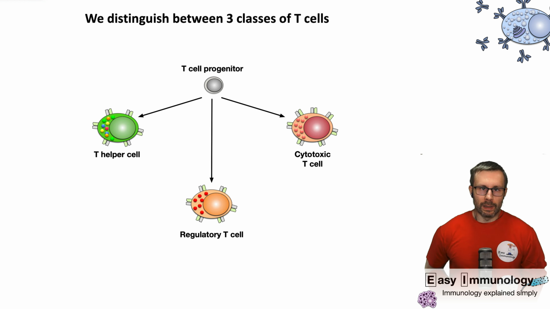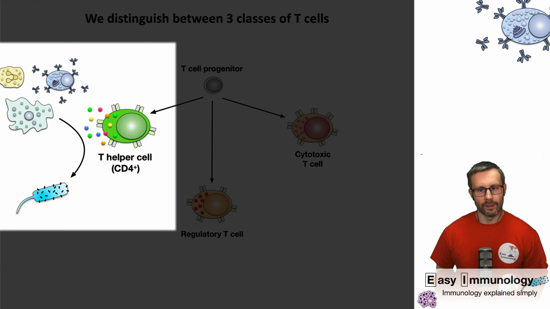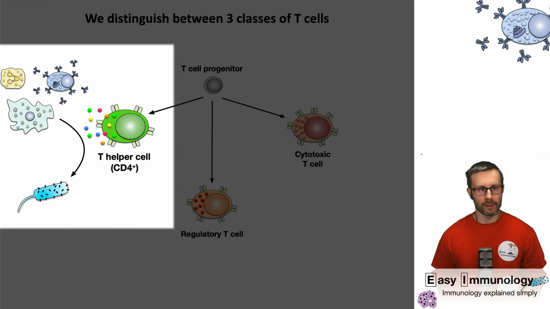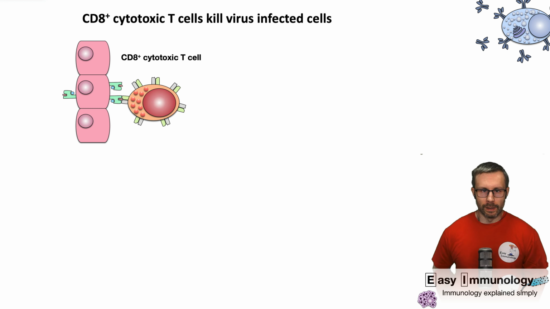We distinguish three classes of T cells: the T helper cells, the cytotoxic T cells, and the regulatory T cells. We have learned a lot about the T helper cells already. They are called CD4 positive T helper cells. This is just an additional receptor on the surface of the cells that can be used to easily identify them. And their main functions are producing cytokines as managers of the immune system to recruit and activate different cells of the immune system to the place of infection. This is something that we have talked about extensively already.